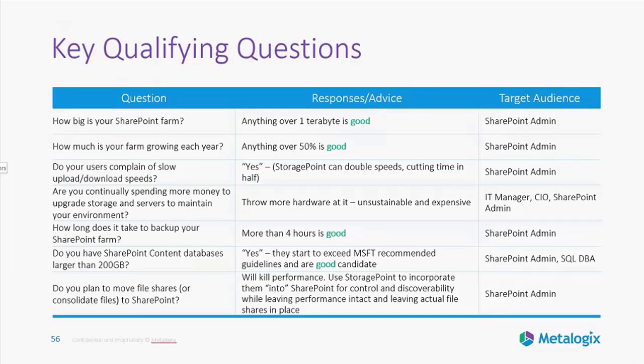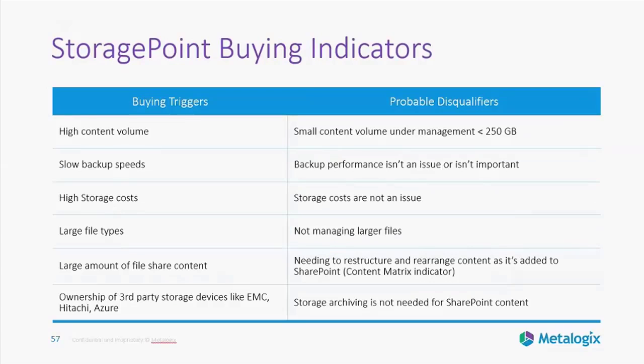In here, there's going to be a few things you can go back and please revisit. These are key qualifying questions. You see the question on the left, for example, how big is your SharePoint farm? If you're asking them in the course of a conversation and they come back, they say anything over a terabyte, that's good. That's a good response, and that's a good indicator. So you want to look for things that are good indicators in their responses here. Once again, I'm not going to lead you down exactly through this because I think this is something that it's good to print out and have handy for yourself.